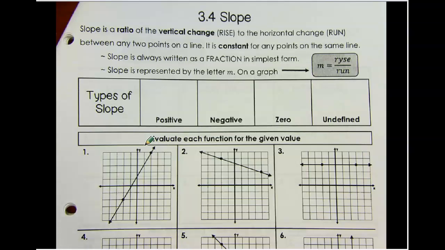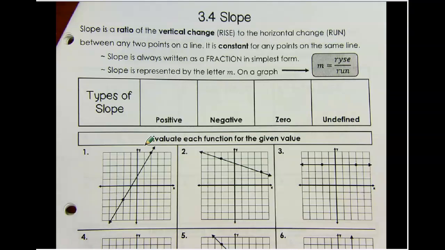Sometimes that fraction in simplest form becomes a whole number. Sometimes it is an improper fraction. So both of those are still fractions. Slope is represented by the letter M in an equation. And on the graph, you can find it by using rise over run.